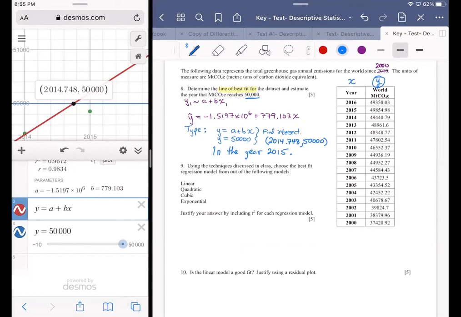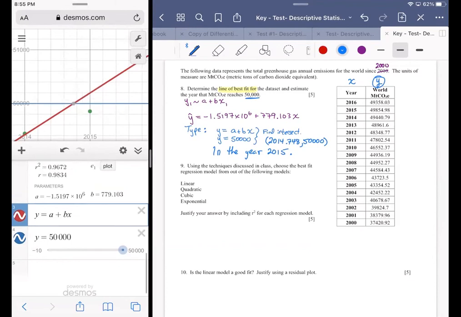All right. We also need a residual plot. That would be number 10, in addition to what we have to do in number 9, which is the other types of models. So let's actually do the residual plot first, because that's easy.